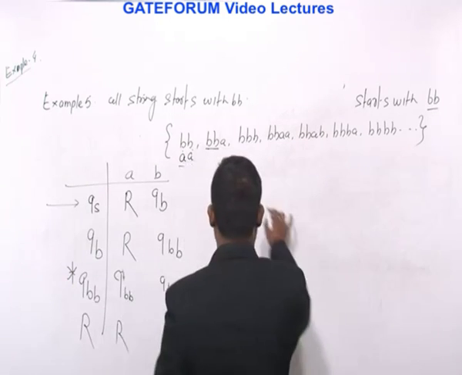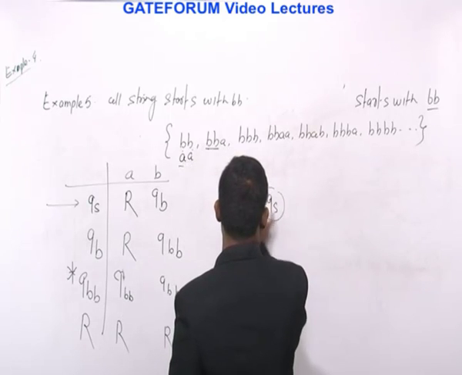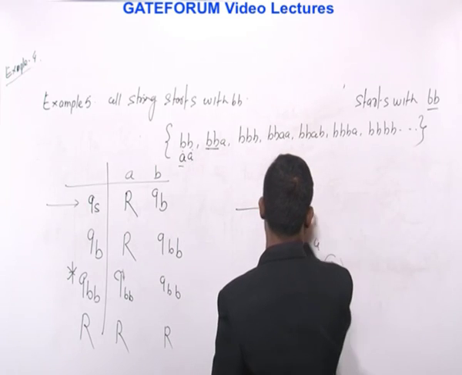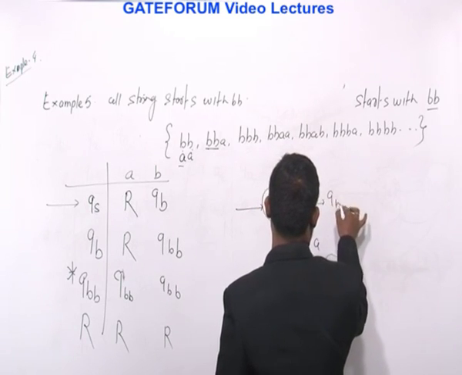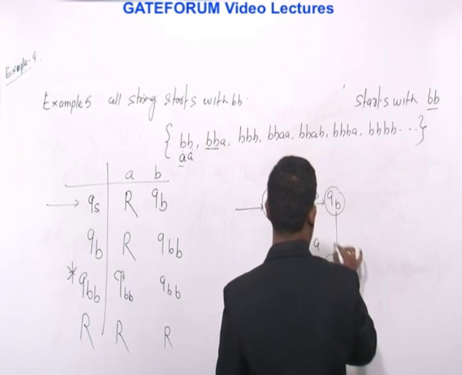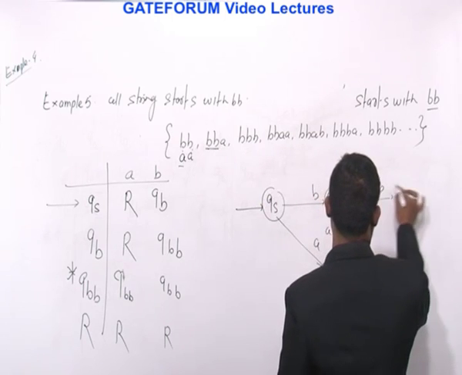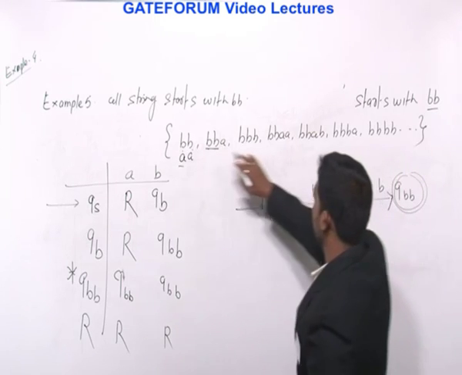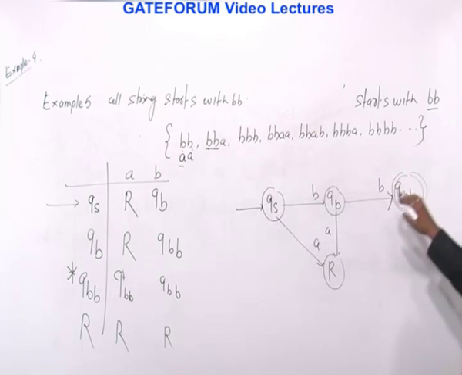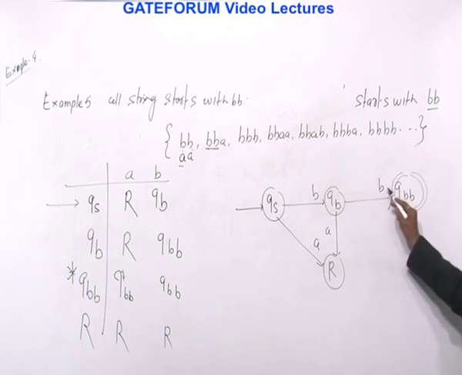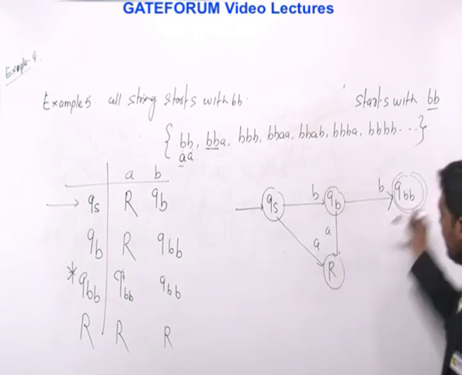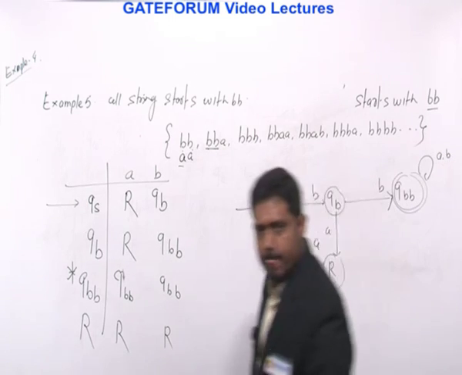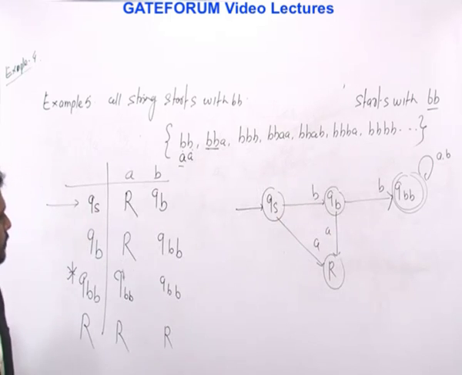So QS on A goes to R. On B goes to QB, again one more time A goes to R, one more time B goes to Q double B, so two B's have occurred. Final state, and you see all the example strings. Once you have two B's, two A's are not allowed, everything else is accepted, either A or B. So that is the idea.